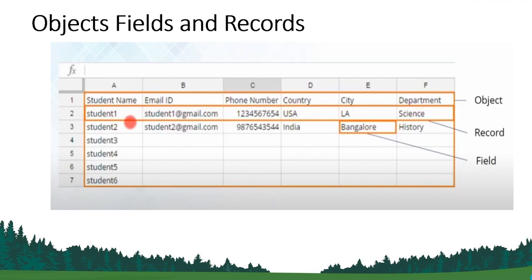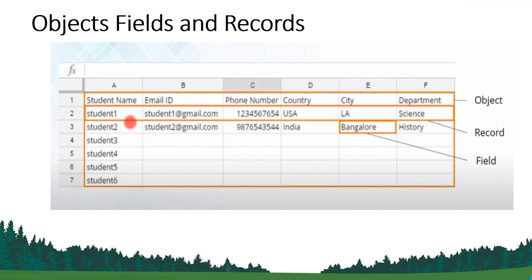So from that Excel sheet, I get the values which are defining the record, and the fields are referred to as the objects. Then in objects, in every tuple, or you call it a row, I'm storing certain values, and that combination of the values is referred to as the records. The whole student1@gmail.com, the phone number, the country USA, city LA, and the department science. All these tabs, all these fields collectively are called records.